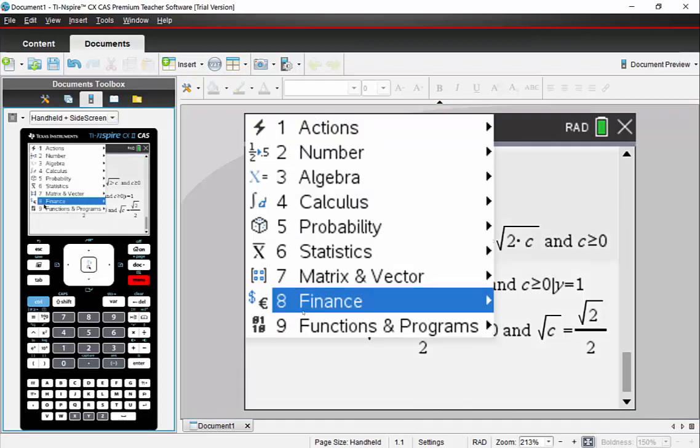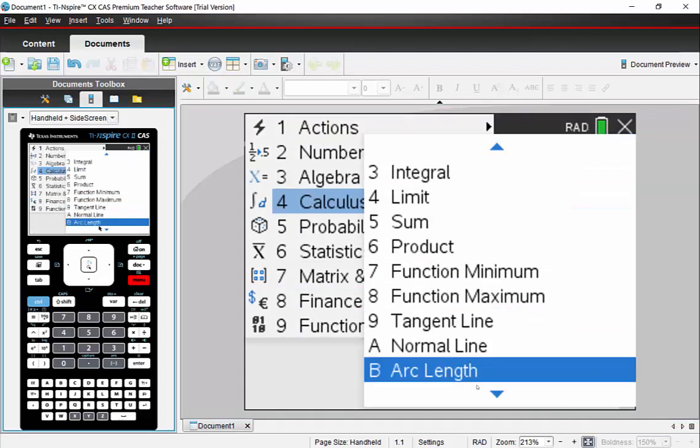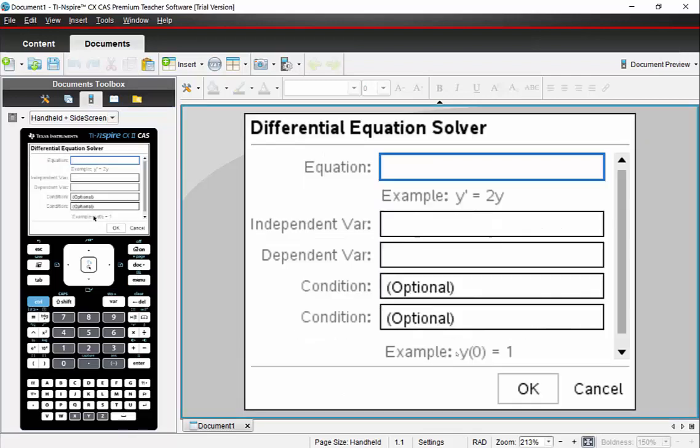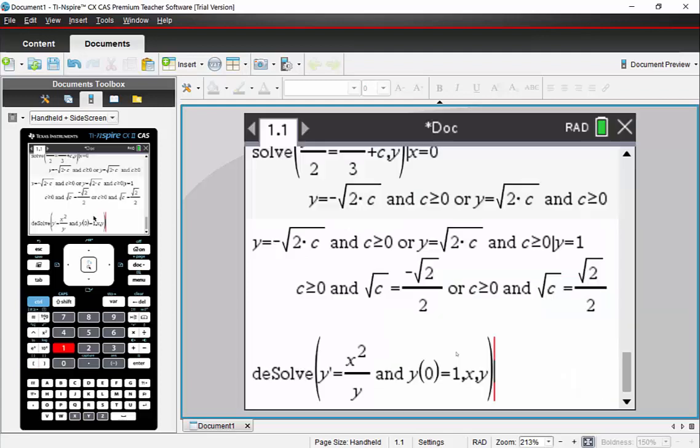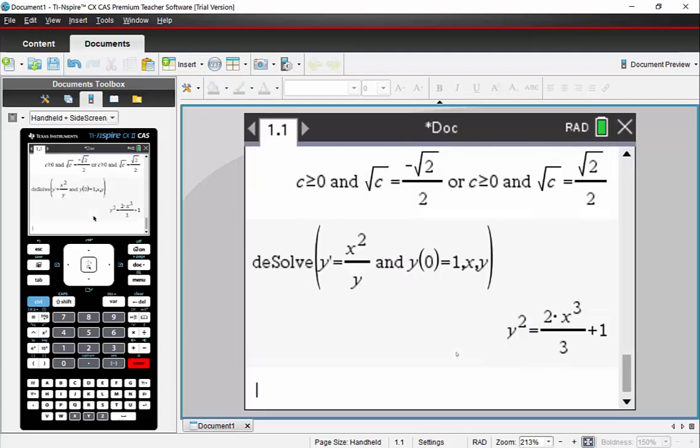So if you get that, maybe an easier thing here is calculus, differential equation solver. Probably should have just done this to start with, where we had y prime equals x squared over y. The divided by doesn't display prettily, it just gives you divided by y. Independent is x, dependent is y. And our condition was at x equals 0, y equals 1. So y of 0 equals 1 was our condition. And they gave us y squared equals 2x cubed over 3.